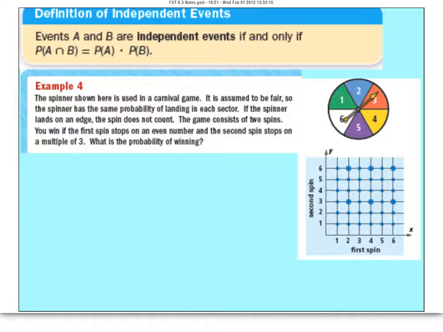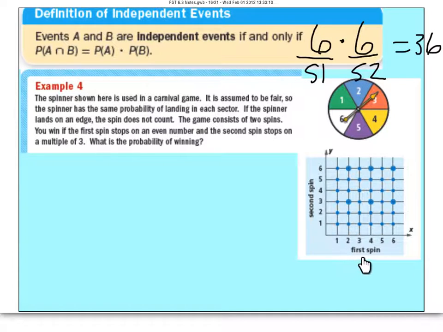So let's first think about it. We have spin 1 and spin 2. The possible number of outcomes would be 6 options for the first spin, 6 for the next, because you can have repeats, 36 outcomes. So what you see here is a little grid they've put together. Spin 1 can be 1 through 6. Spin 2 can be 1 through 6, so every dot here represents one of the 36 outcomes. So let me show you how to actually use this formula right here.